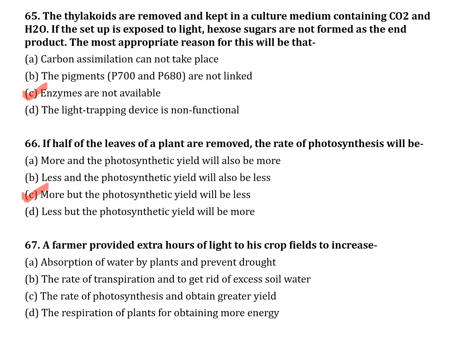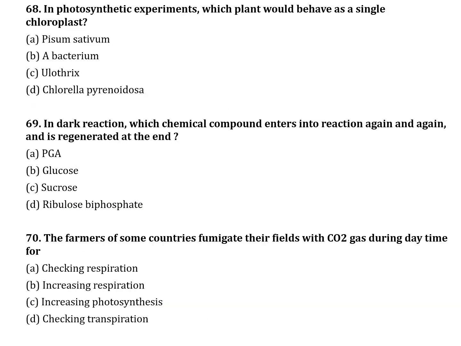A farmer provided an extra hour of light to his crop field to increase option A, absorption of water by the plant and prevent drought. Option B, the rate of transpiration and to get rid of excess soil water. Option C, the rate of photosynthesis and obtain greater yield. Option D, the respiration of a plant for obtaining more energy. Correct answer is option C, the rate of photosynthesis and obtain greater yield. The next question number 68.